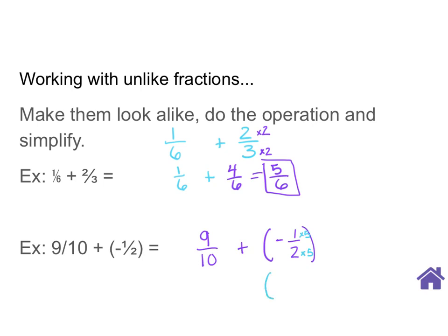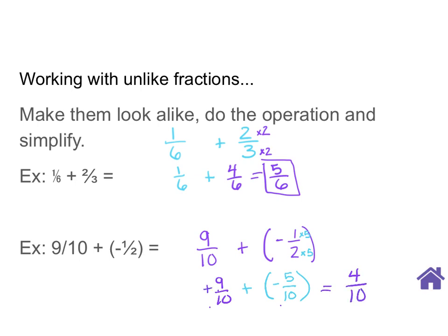So my fraction that I get would be -5/10 plus, and then that 9/10 is going to stay the same. So now I have 9/10 plus a -5/10. Well, I see a positive and a negative. So I'm going to subtract in my head and keep the larger sign. So 9 minus 5 is 4 over 10.